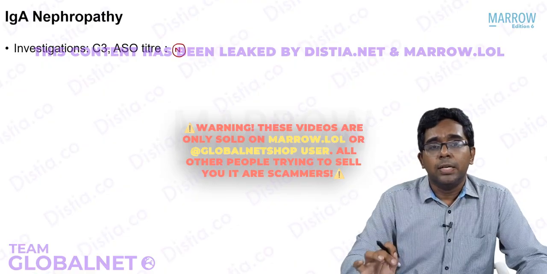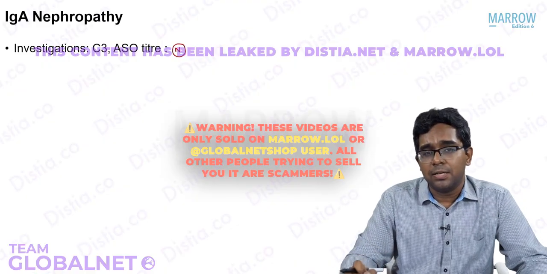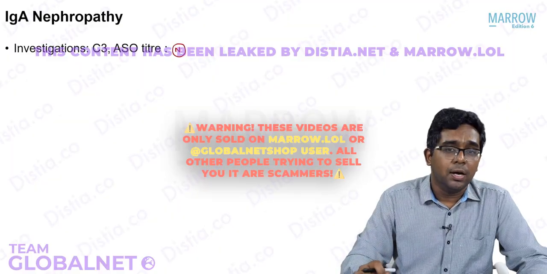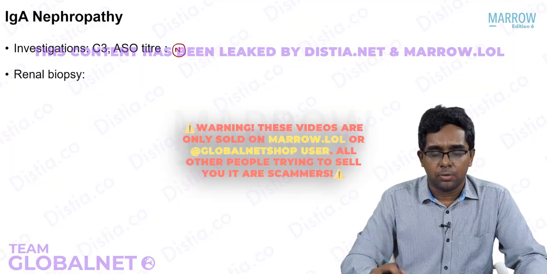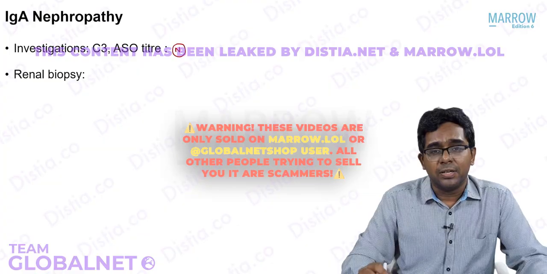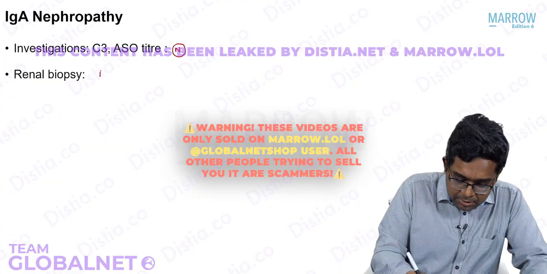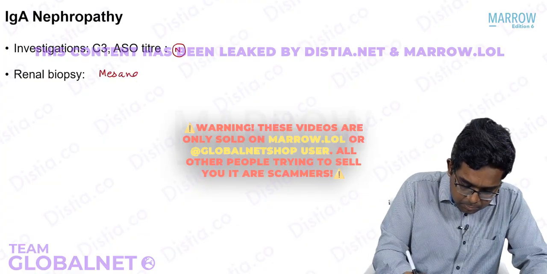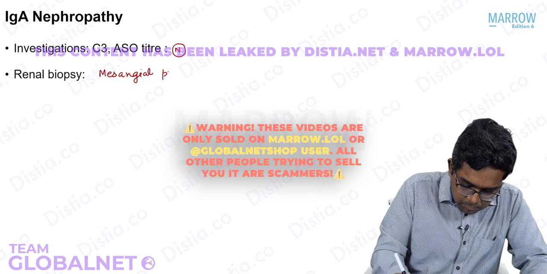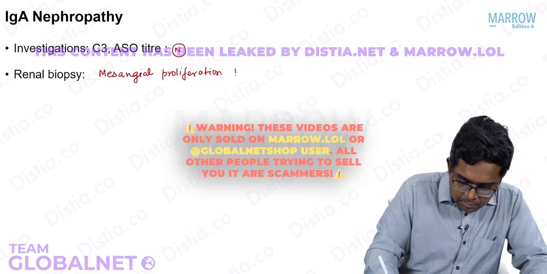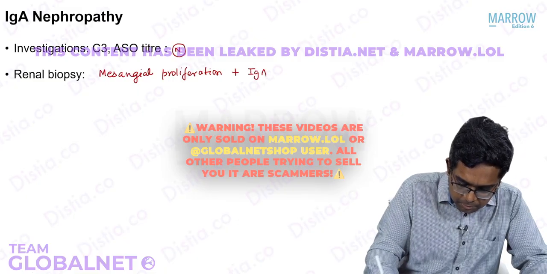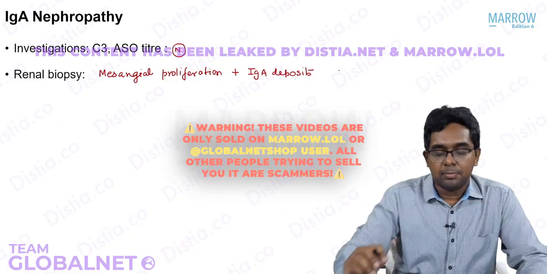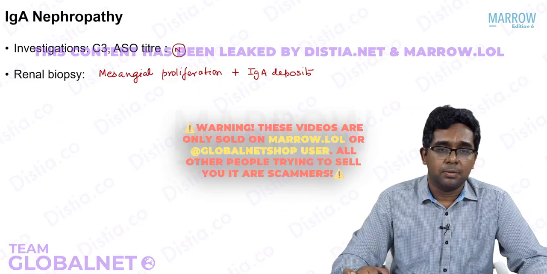Okay. So in all children, to establish the diagnosis of IgA nephropathy, you have to do a renal biopsy. And renal biopsy is very, very classical. It shows mesangial proliferation with IgA deposits. That is the primary reason why it gets the name IgA nephropathy.